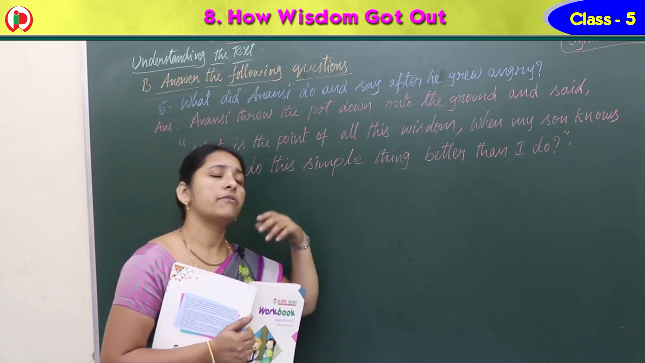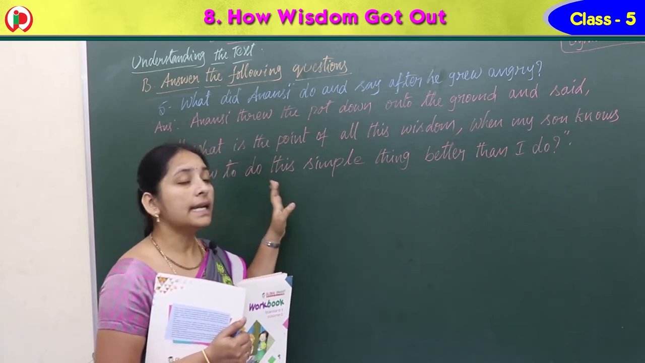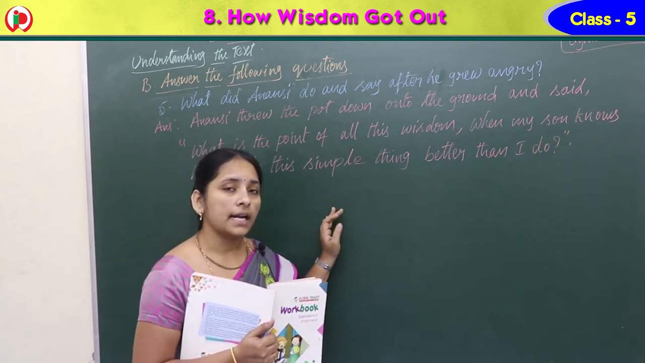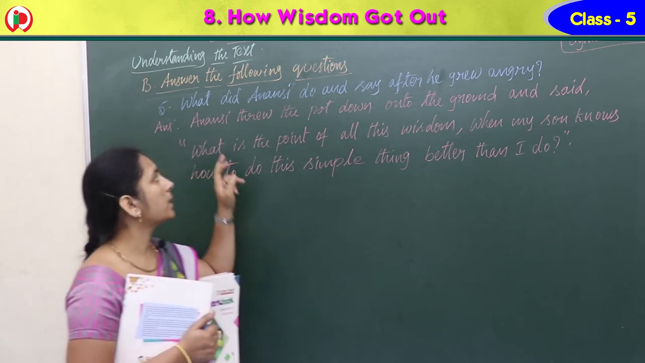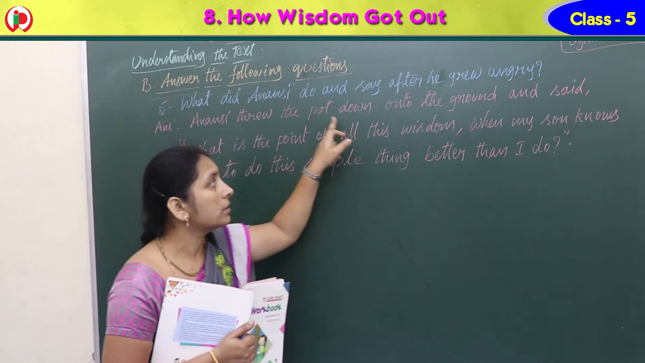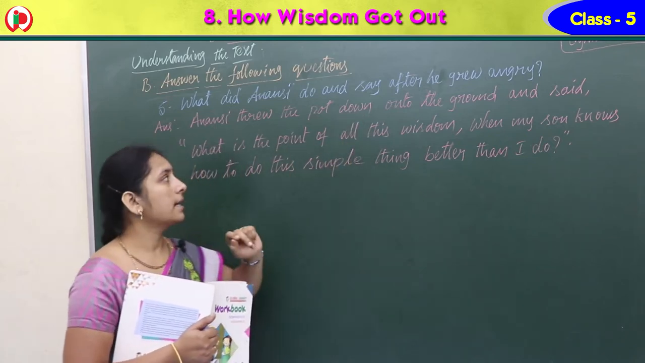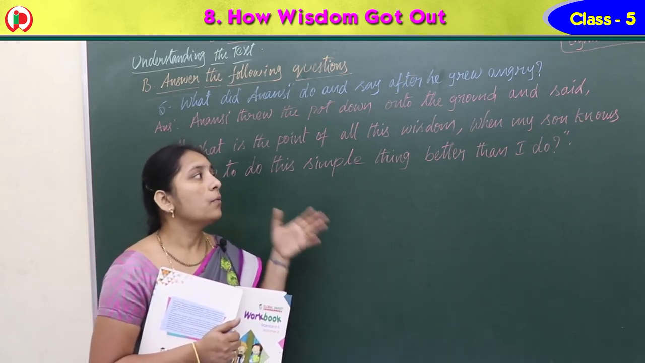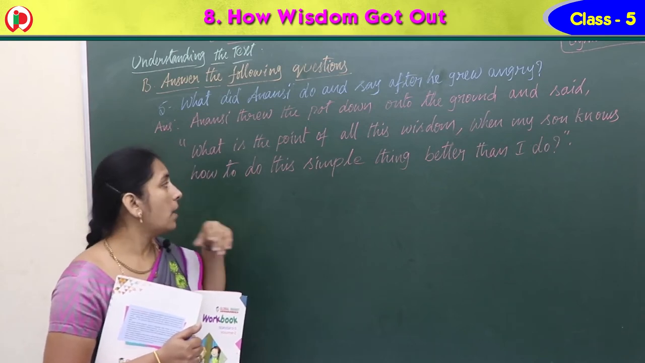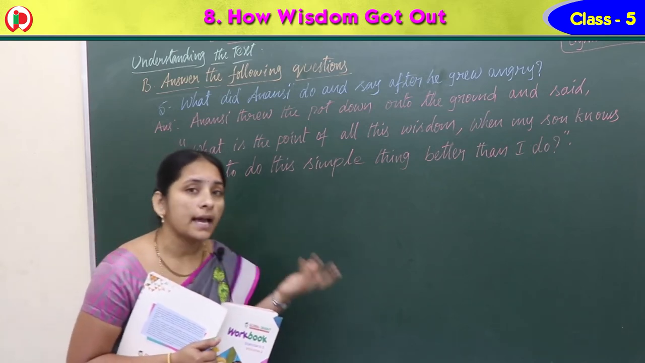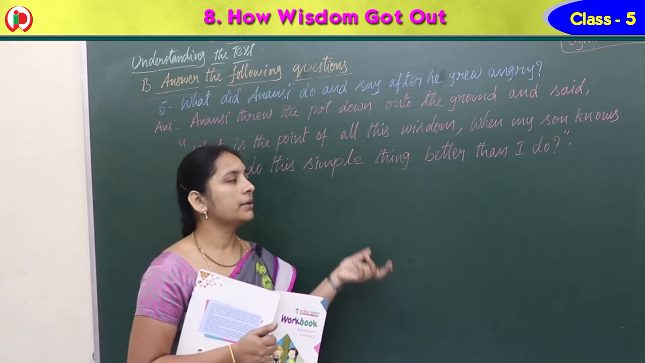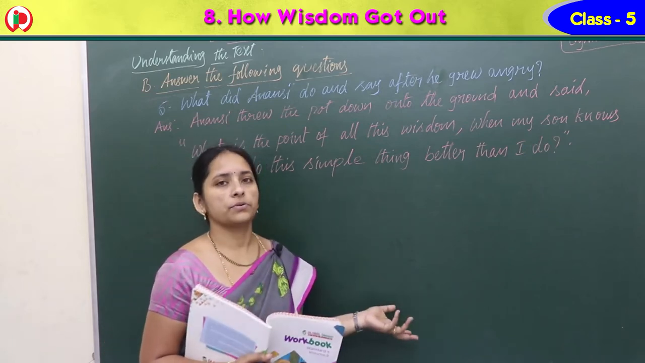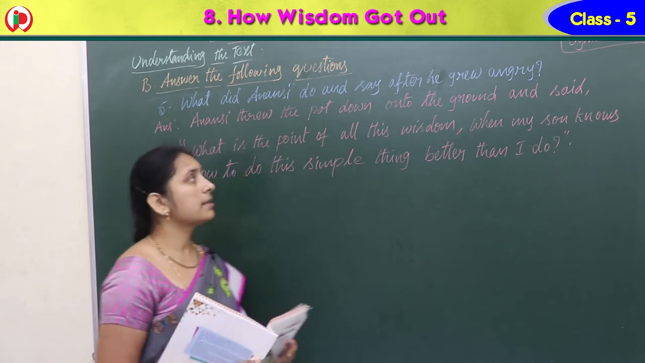Yes, he has very good knowledge. Everything he knows and he only can do. But he did foolishly, but his son suggested very intelligently, right? So in that condition, he got too angry, right? So what is the answer? Anansi threw the pot down onto the ground and said, what is the point of all this wisdom, when my son knows how to do this simple thing better than I do. He can do better than me. He suggested. So what is the use of this wisdom pot with me? No use. That's why he threw that one. Right? So this is the fifth answer.